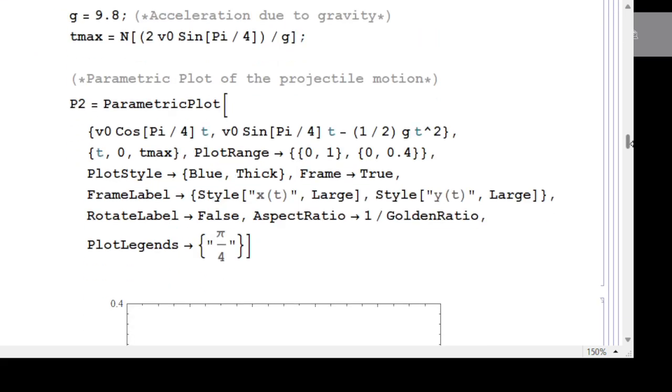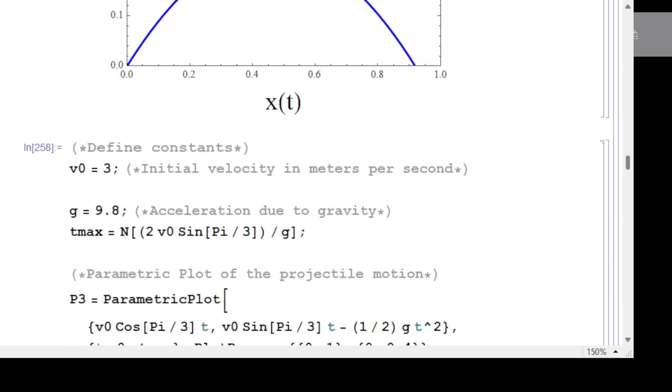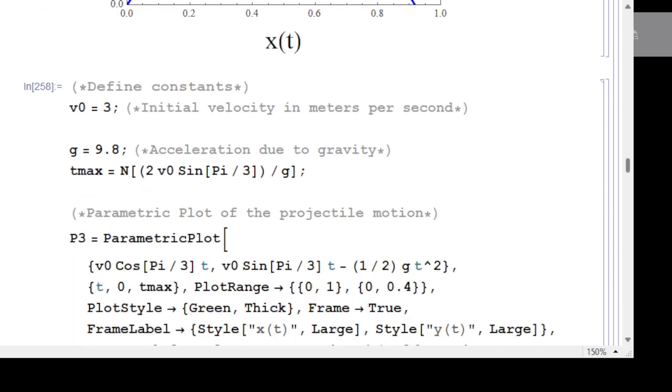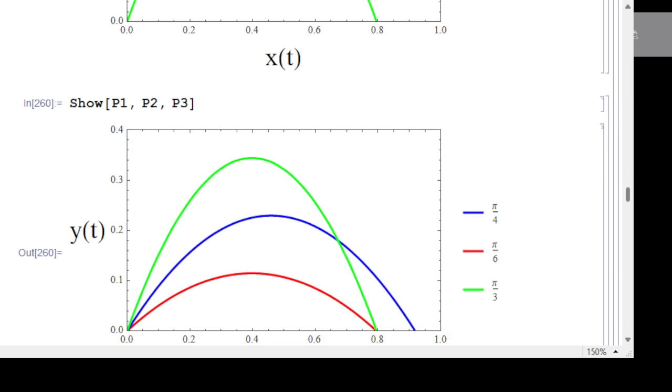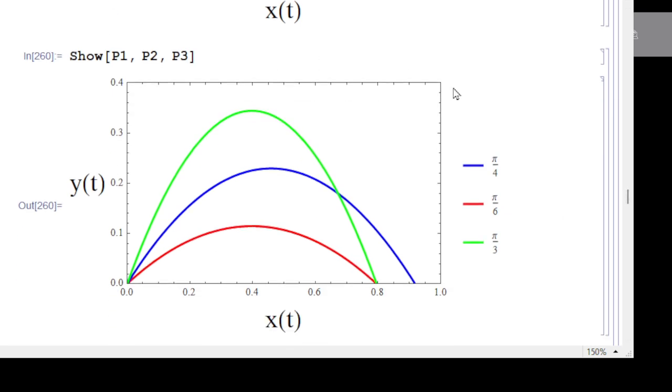In a similar way, we apply for theta equal to pi by 4 and obtain this graph. And similarly for theta equal to pi by 3, we get this graph. And when we combine these three graphs, we get this output. And we can see that at theta equal to pi by 4, we have maximum horizontal range. But we have almost the same range for theta equal to pi by 3 and pi by 6. So the maximum height can be achieved at theta equal to pi by 3.